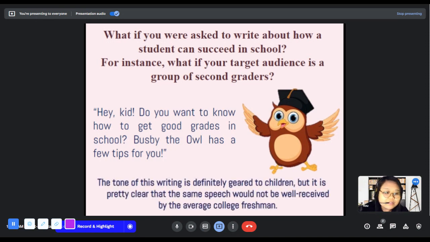Here, the tone of this writing is definitely geared for children, but it is pretty clear that the same speech will not be well received by the average college freshman. Okay, because we are not going to believe with the presence of Busby the Owl, but it is made to engage the target audience, who are the grade 2 pupils.